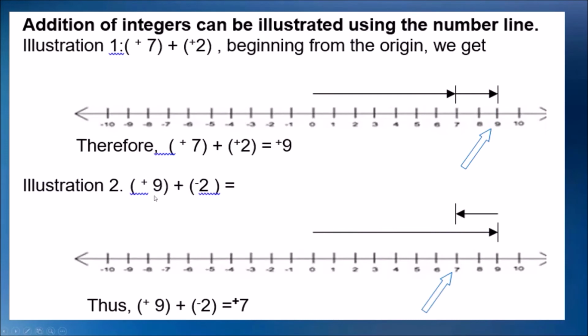Number 2, positive 9 plus negative 2. So, going to the right direction, from 0 origin to 9, then tayo ay magle-left direction ng dalawa. So, from 9 going to 1 to 7, ang pinagtapusan, therefore, positive 9 plus negative 2 is equal to positive 7.